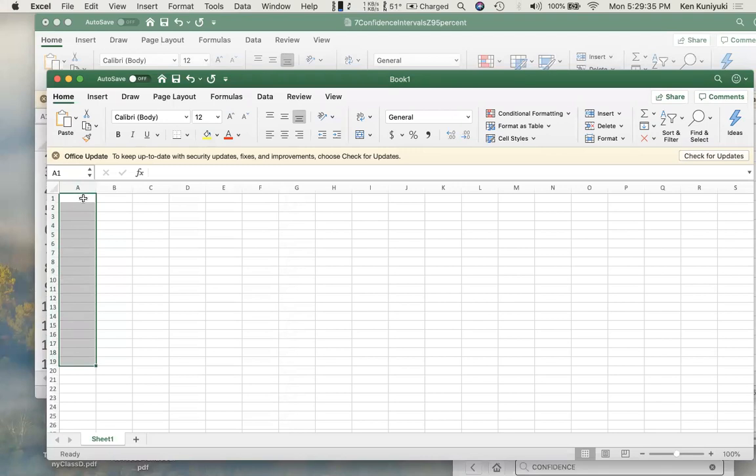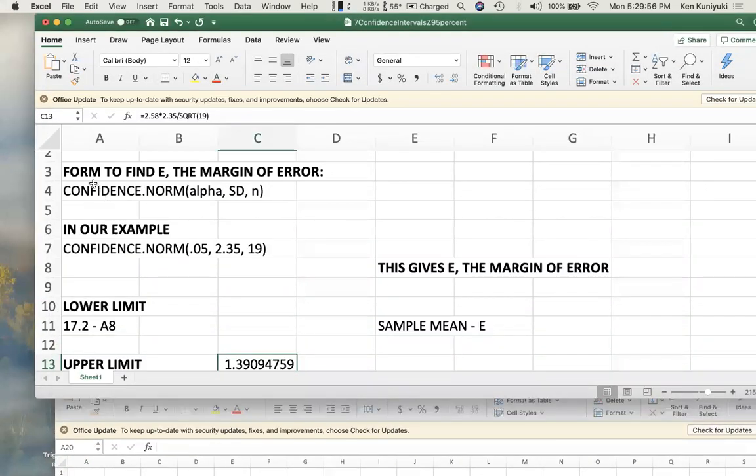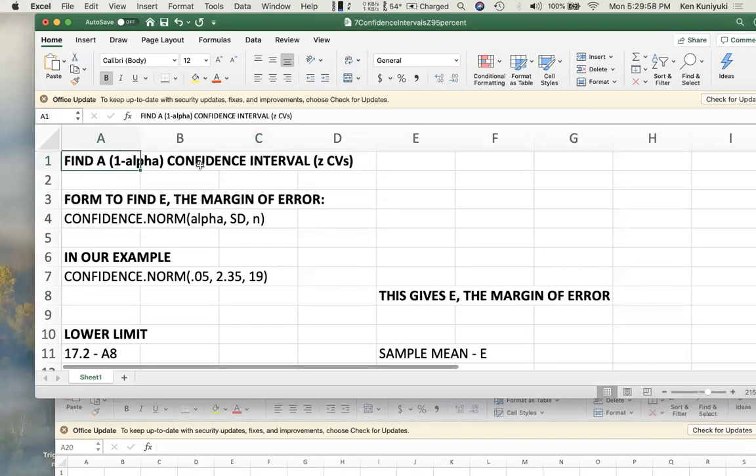You figure out how much ice cream is in each carton. You have these 19 amounts of ice cream, and you can find the sample mean. The sample standard deviation we won't need because we're assuming we know sigma, the population standard deviation. We assume sigma is 2.35 fluid ounces. So on Excel, to find a 1 minus alpha confidence interval using Z critical values, so we're using a Z distribution. Again, we're assuming sigma is known, so we're using Z.